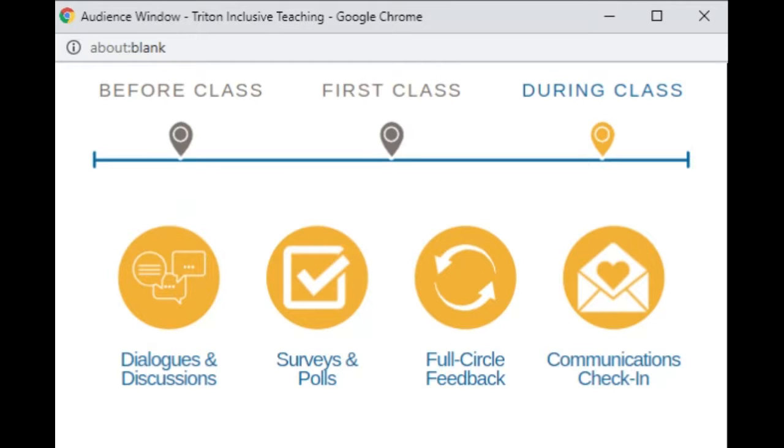You can also do full circle feedback where they give you feedback about the class and their needs, and then you say, well, these are the things I've observed, and have that conversation, like a 360 review where everyone's engaged. And then lastly, do a communications check-in. Normally before the semester starts, I plot out specific points in the semester where I want to do a check-in with my students.